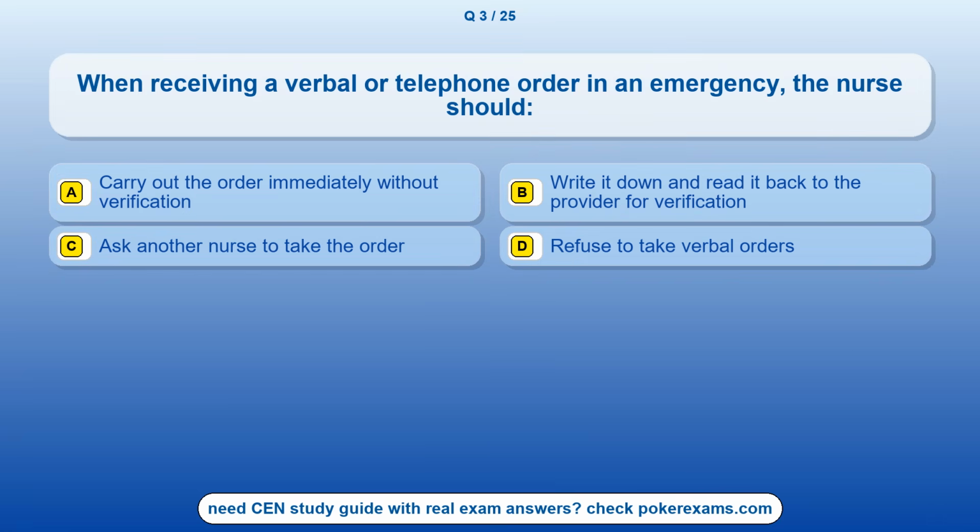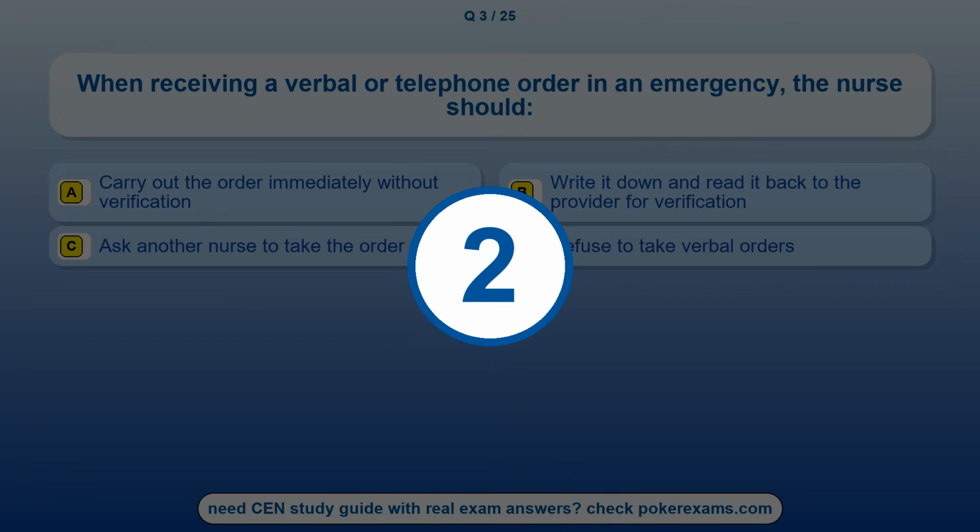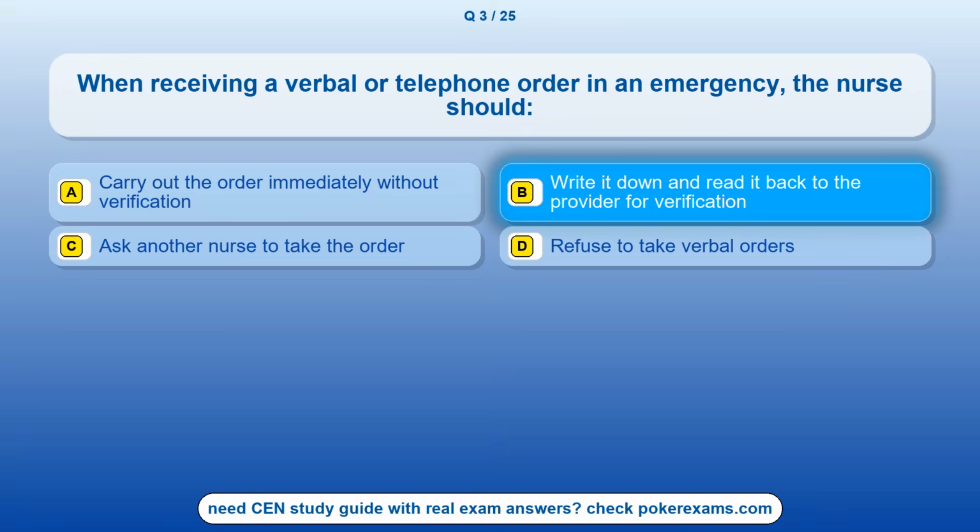Question 3. When receiving a verbal or telephone order in an emergency, the nurse should: Option A, carry out the order immediately without verification. Option B, write it down and read it back to the provider for verification. Option C, ask another nurse to take the order. Option D, refuse to take verbal orders. The correct answer is option B, write it down and read it back to the provider for verification.